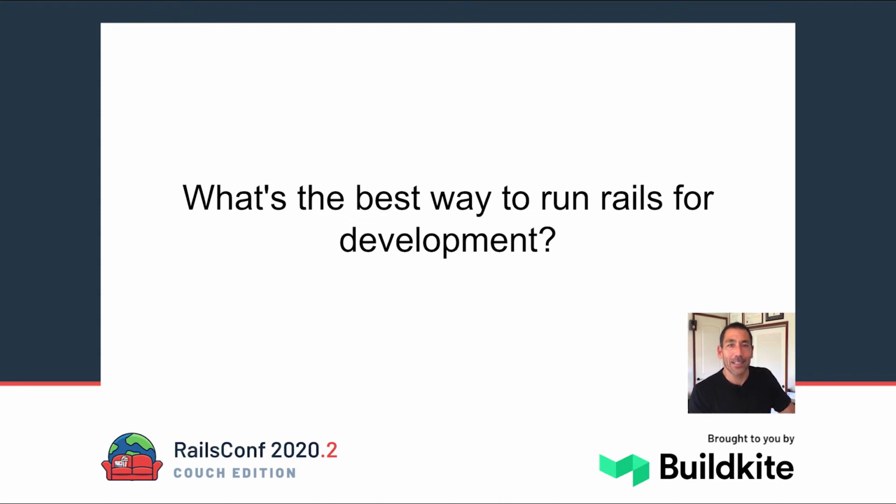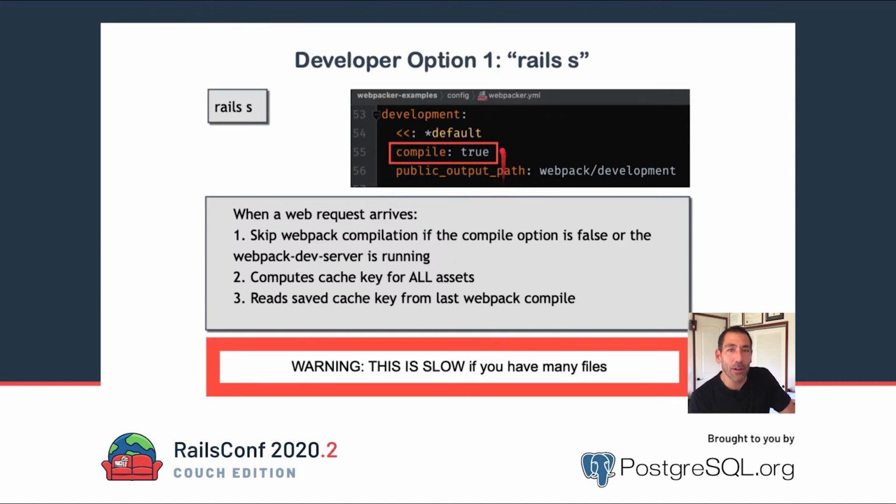So next, what is the best way to run Rails for development? I gave you a little demo earlier on of what happens when you run Rails S. This is option one: run Rails S, don't run anything else, and just set compile to true. Let me tell you what happens. The web request arrives. You've changed some JavaScript, maybe you've synced up from GitHub. Webpack compilation will be skipped if the compile option is false, or if the Webpack dev server is running. As I mentioned, here we have it set to true, and you're not even running the Webpack dev server.